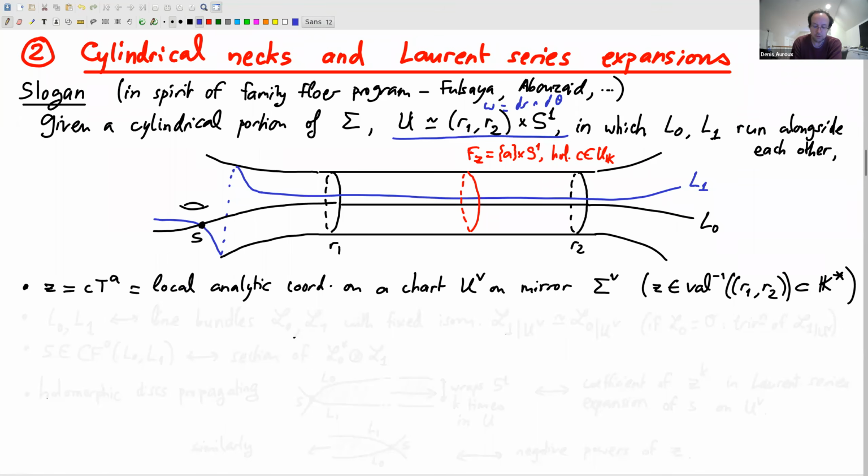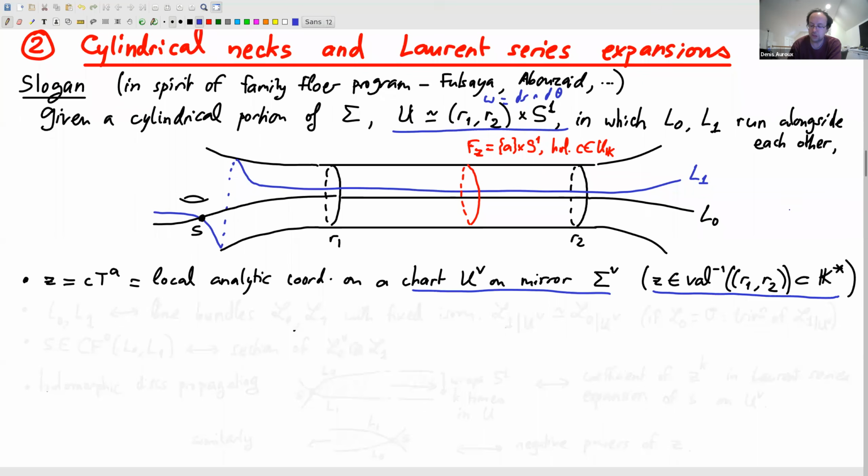So the first statement is that we have a chart on the mirror space, which is modeled on what's called an affinoid domain. That's a fancy word for the generalization of an annulus. In complex numbers, people talk about annuli, and this is like a non-Archimedean annulus. These are things whose size is between two constants.